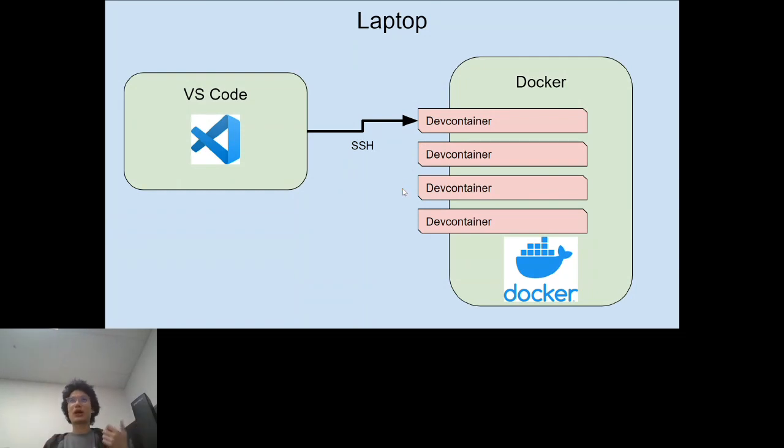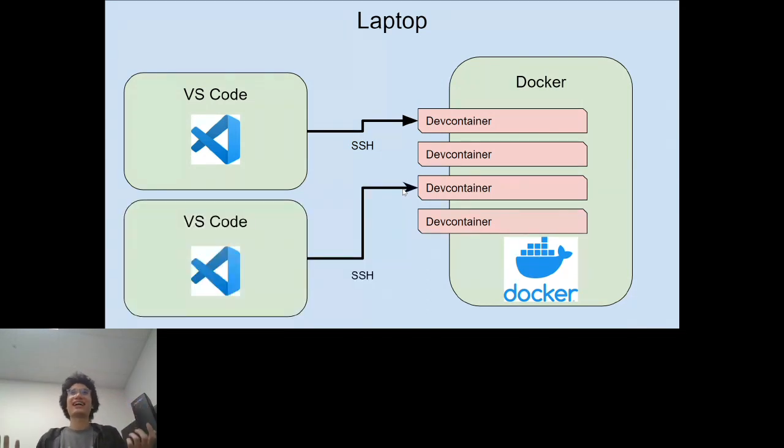Last term I worked on 2 projects, and I had 2 dev containers, right? One for the one project and one for the other. And what's really neat about it is VS Code doesn't care if you're using any other dev containers. You could have 2 windows of VS Code open, and they could be connected to different containers. So it's really, really flexible that way.